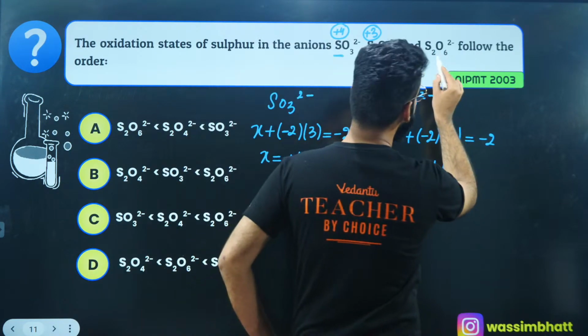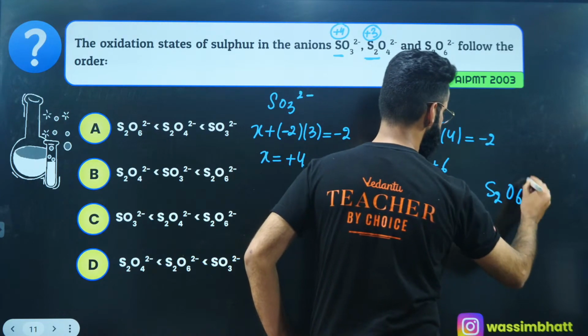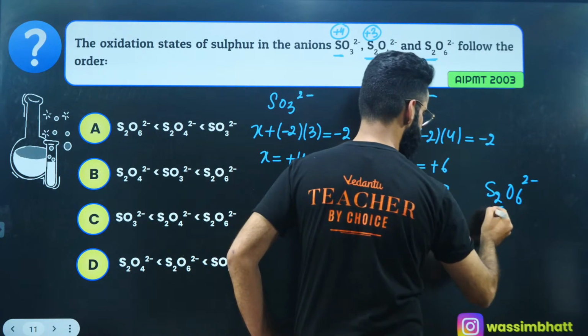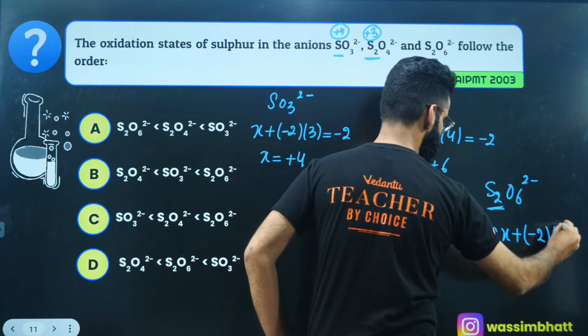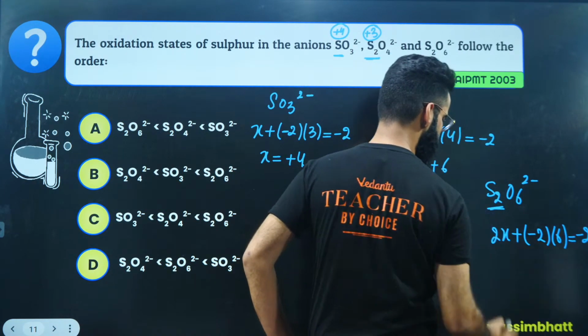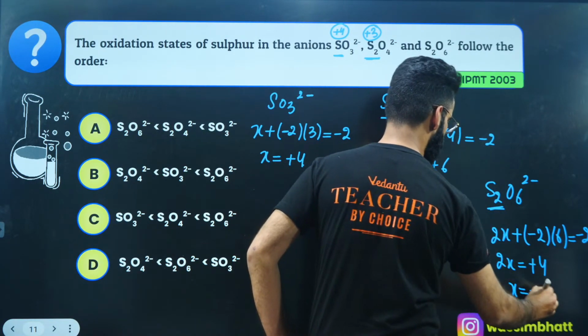Now similarly, what about the oxidation state of sulfur in S2O6 dinegative? Let me write S2O6 dinegative. Let's assume the oxidation state of sulfur is X, so this is 2X. Oxygen will show -2 oxidation state, 6 oxygen atoms, net charge present is -2, right? So 2X value will come out to be +4, so the X value from here will come out to be +2, right?